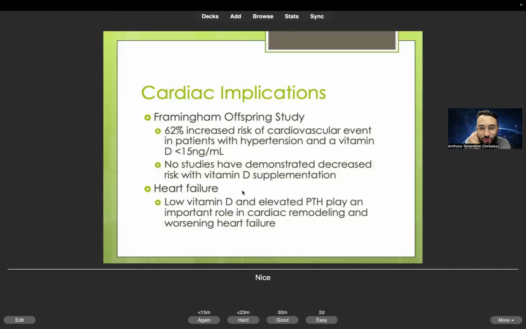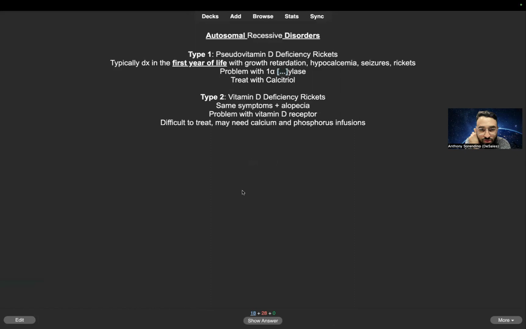Yeah, so the Framingham Offspring Study, I don't know, it said vitamin D is good for reducing cardiovascular events. So if you have a deficiency, that's not good. Autosomal recessive disorders: we have pseudo vitamin D deficiency rickets, a problem with 1-alpha hydroxylase. Okay.